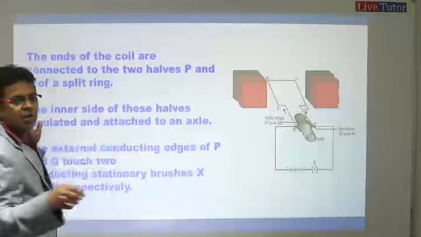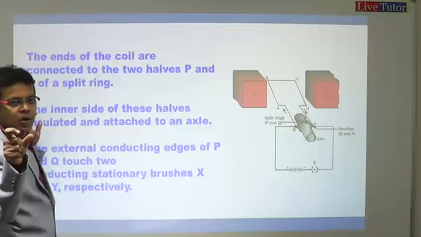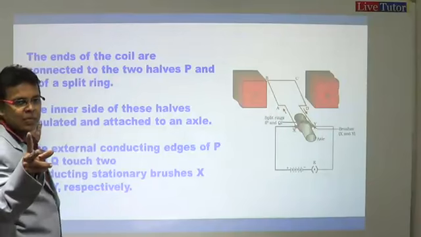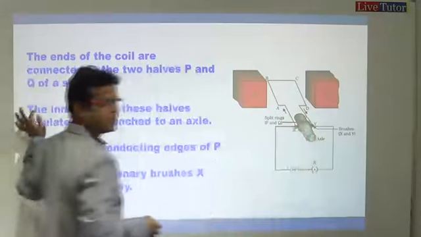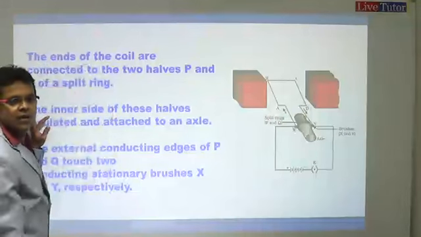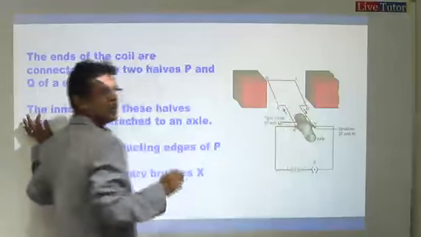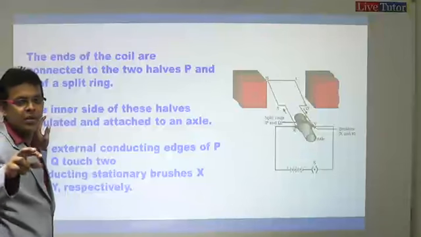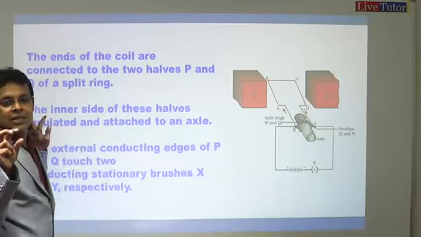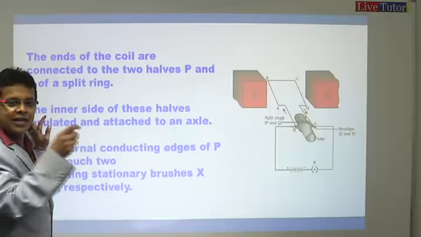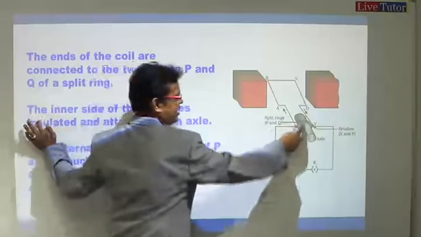Usually when the coil is in a rectangular form, it will have two ends. The two ends of the coil are connected to two halves of a split ring. Split is nothing but cutting into two: a circular ring is cut into two halves. One half is called P, the other half is called Q. Remember this, because it will get confused when you study the generator. In a generator also we use rings, but they are called slip rings. Here it is split, meaning cut into two halves.